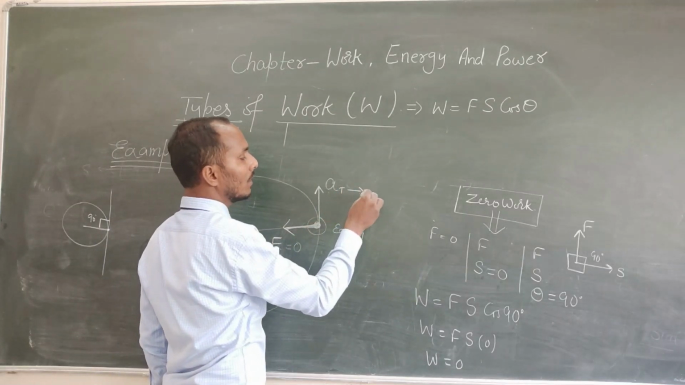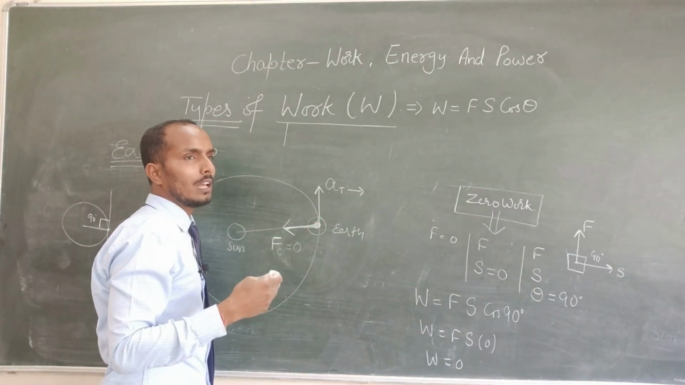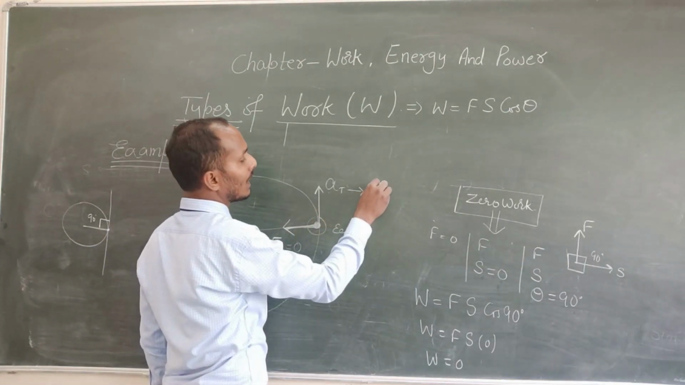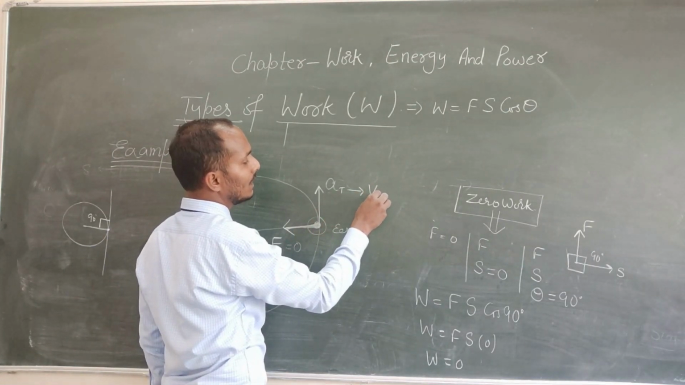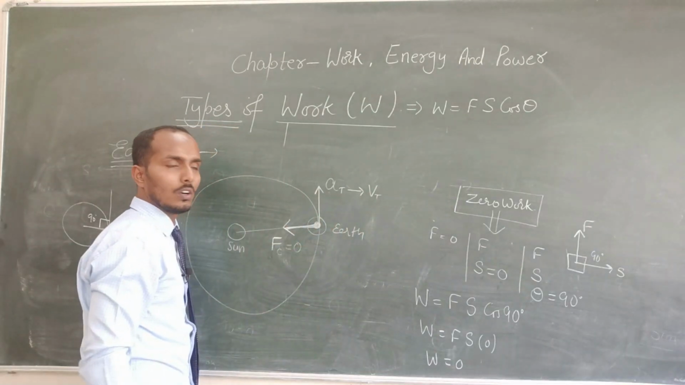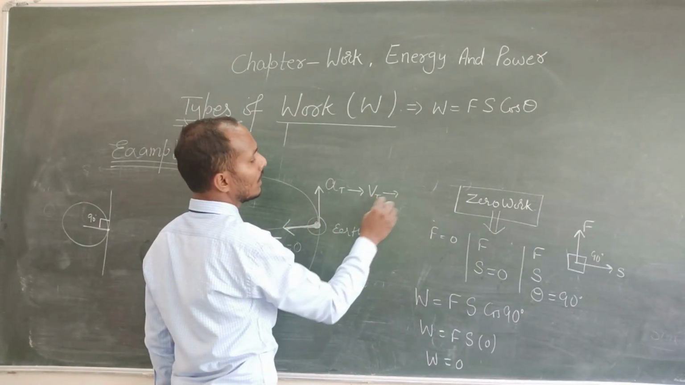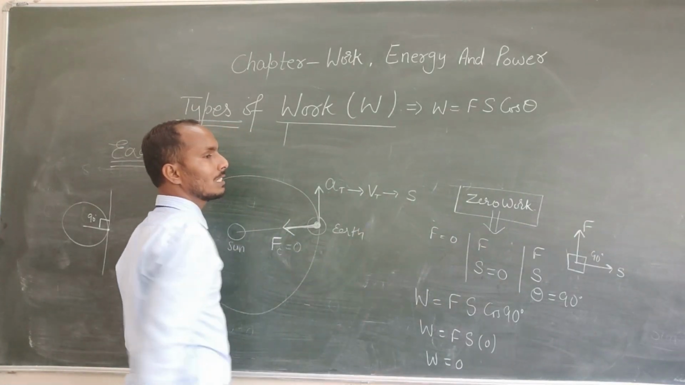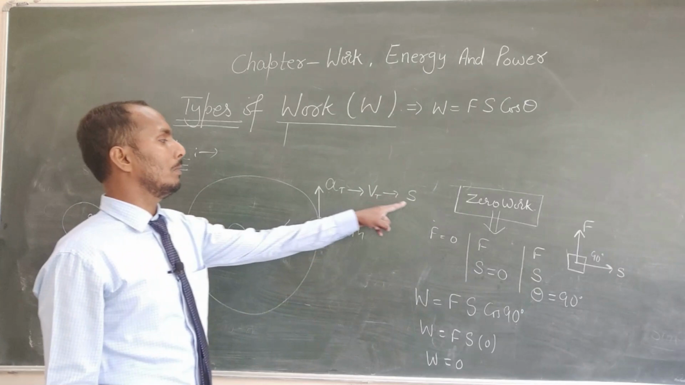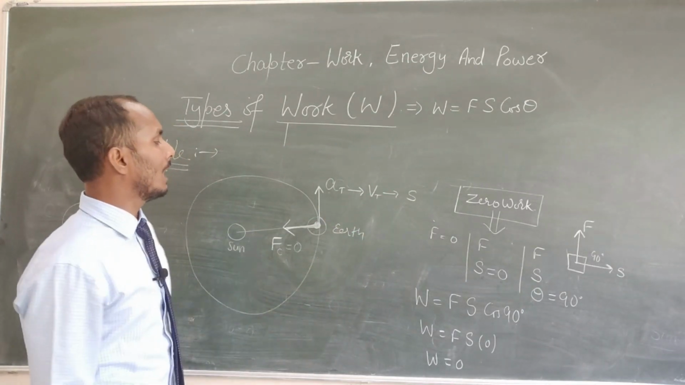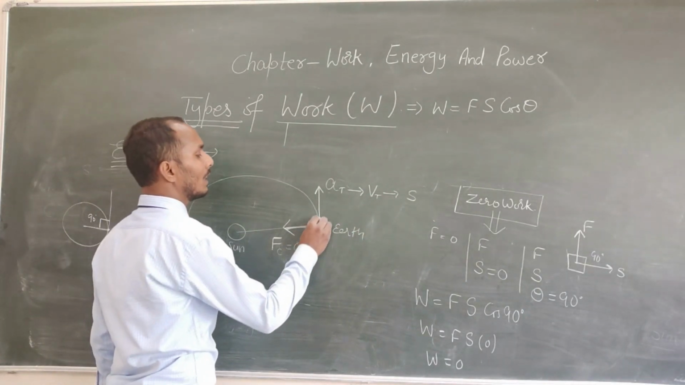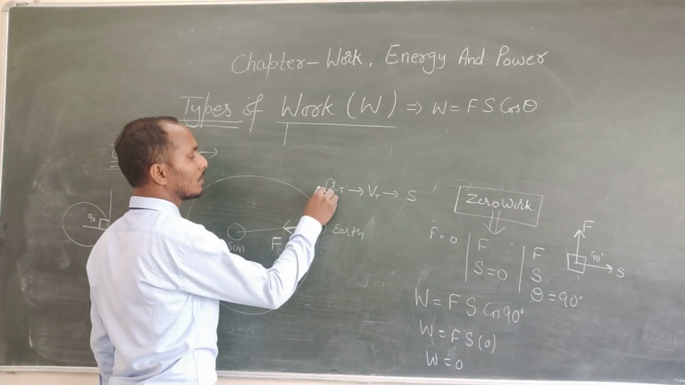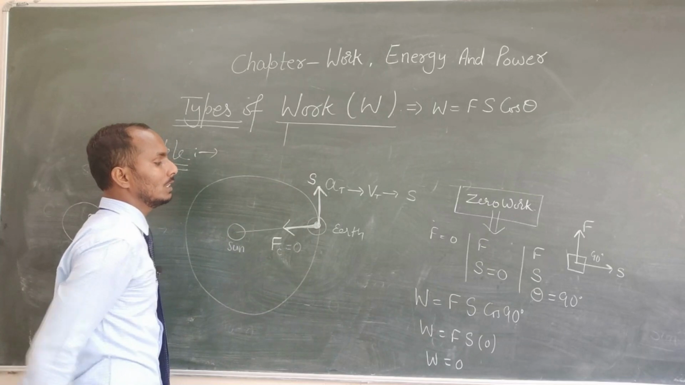And we know that if I am talking about the direction of velocity, then the direction of velocity is the same as the acceleration. And if I am talking about the direction of displacement, it is the same as along the velocity. It means, indirectly, the direction of the displacement is along the tangent.